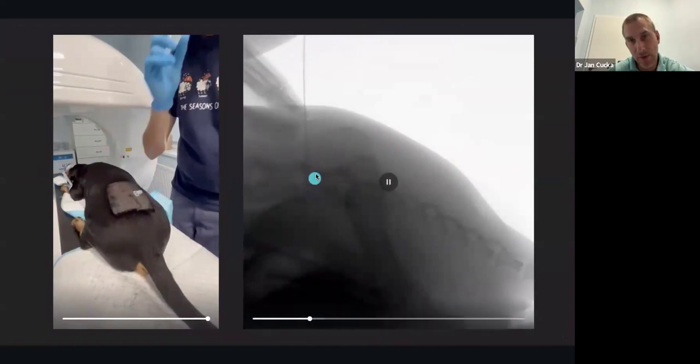So on the fluoro, you can see the intervertebral space, and just going through the intervertebral space into the spinal channel. Usually you can go to the bottom and then move 1 millimeter back, and you are on the right spot. You should be in the subarachnoid space.